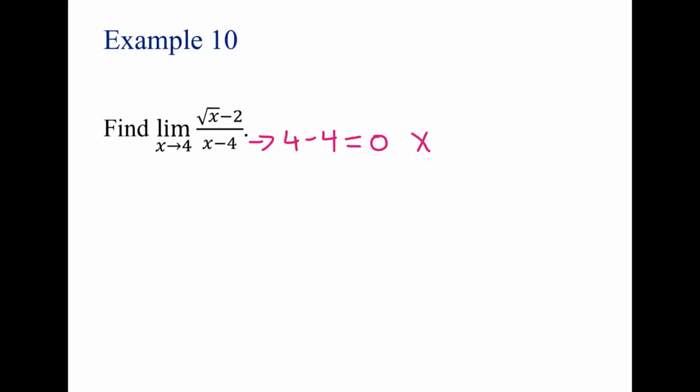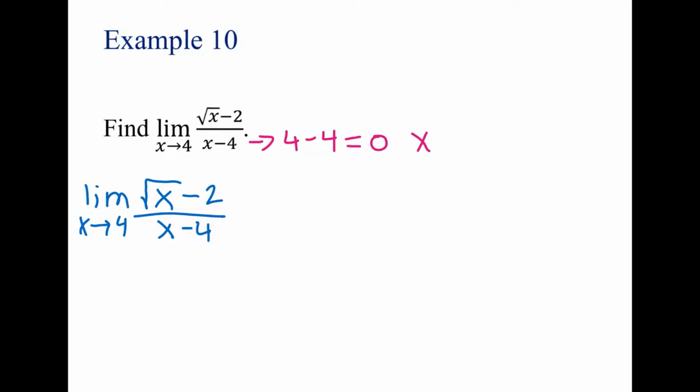We have a function that's involving square roots, so that means that we can rationalize the numerator or the denominator. When we rationalize, first you need to select the expression with the square root. So that's going to be the numerator for ours. So our top expression is the square root of x minus 2.